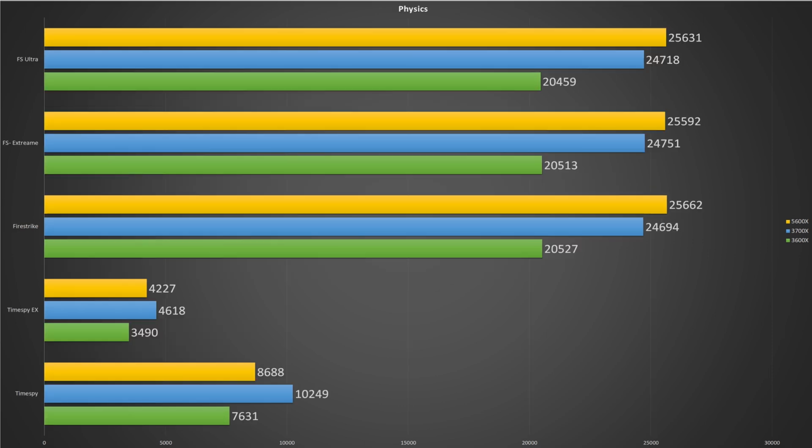Finally, I ran just the physics/CPU tests in both Firestrike and TimeSpy. While both tests have a balance of single core and multi-core performance, Firestrike leans more single core while TimeSpy leans more multi-core, and the CPUs again performed in line with the previous test, with the 5600X greatly outperforming the 3600X.